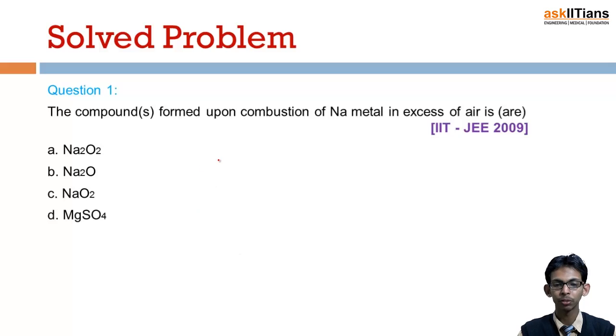The compound which is formed on combustion of sodium metal in excess of air. We know when sodium metal is heated in excess of air, it results in formation of sodium peroxide, and the formula of sodium peroxide would be Na2O2. It was asked in IIT 2009.